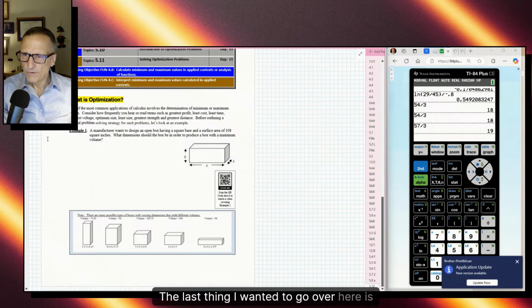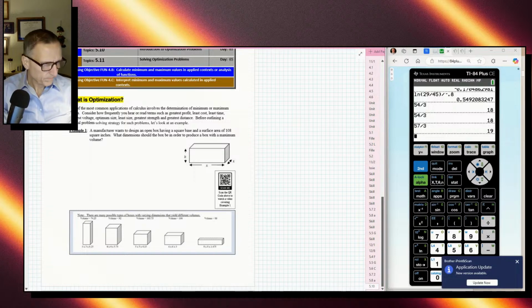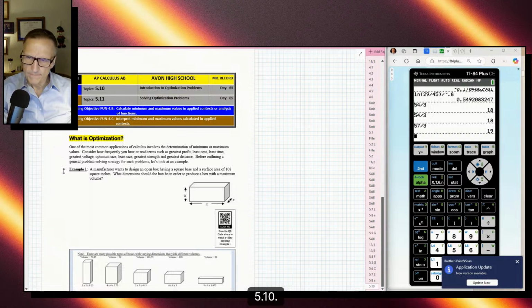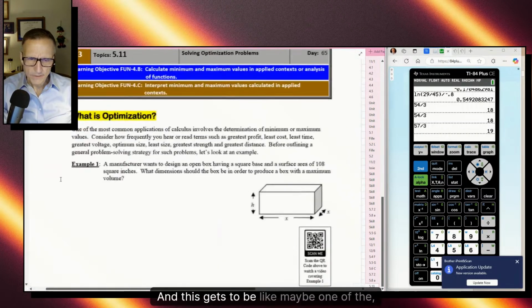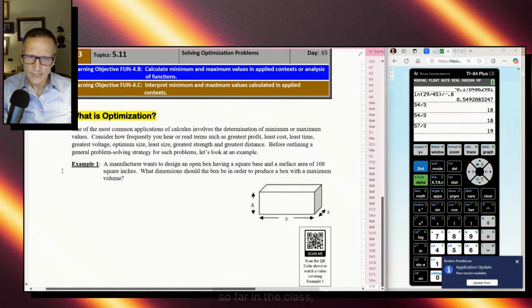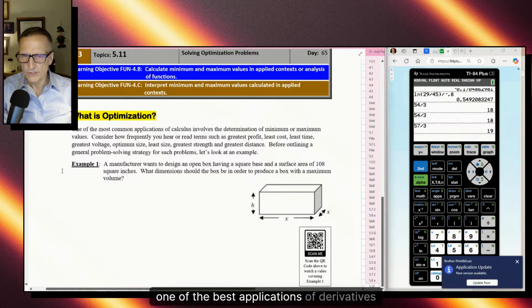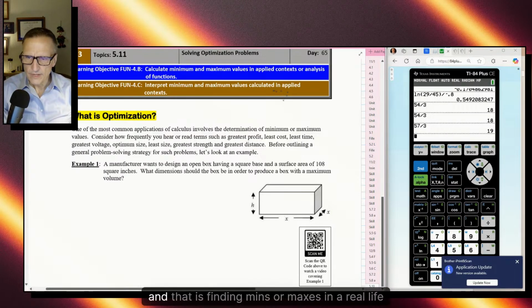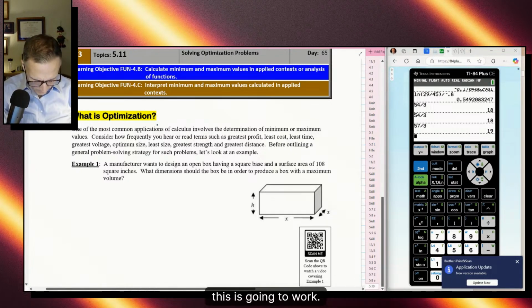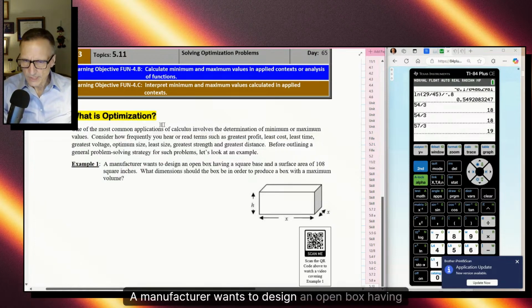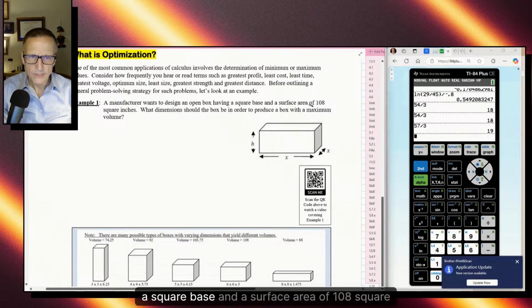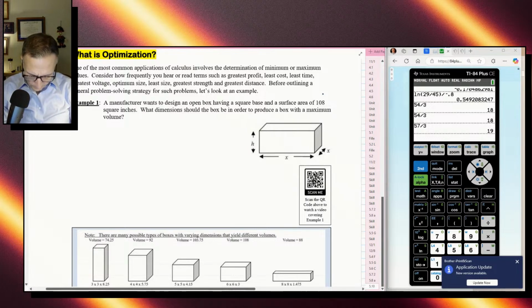The last thing I wanted to go over here is optimization, which is lesson 5.10. And this gets to be maybe one of the best applications of derivatives so far in the class, and that is finding mins or maxes in a real life situation. So let's take a look at an example here as to how this is going to work. A manufacturer wants to design an open box having a square base and a surface area of 108 square inches.